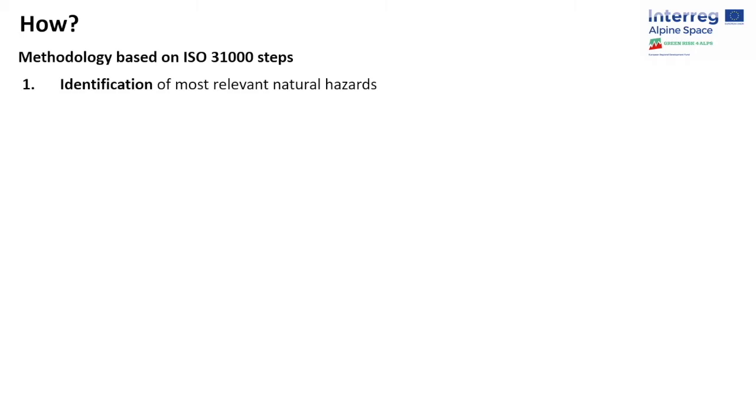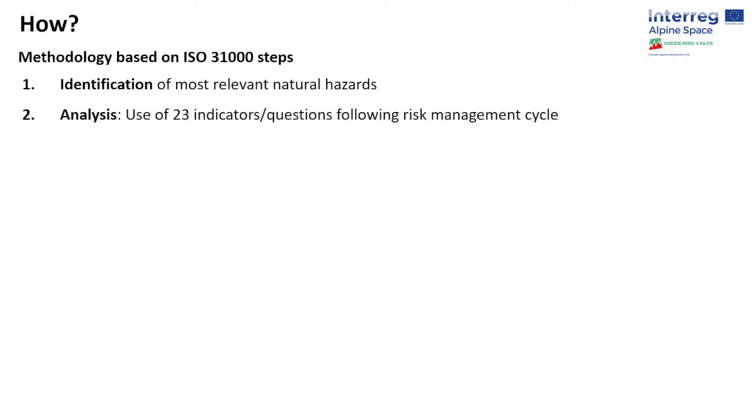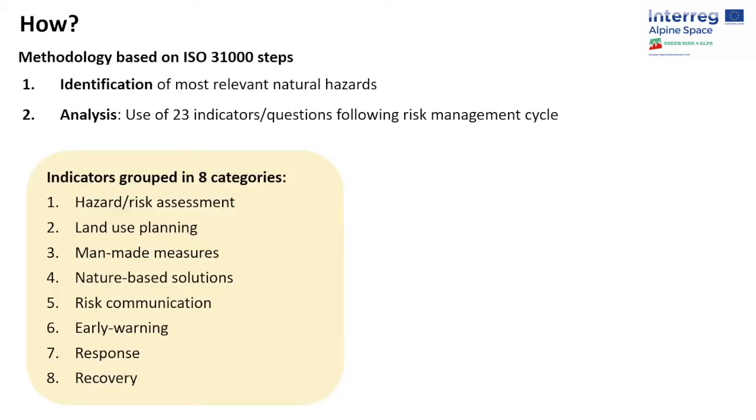and data. The second step is the analysis step, which makes use of 23 indicators or questions following the risk management cycle. So investigating all the risk management practices, covering all the steps of the risk management cycle. So the 23 indicators are grouped in 8 different categories that you can see here in the yellow box.